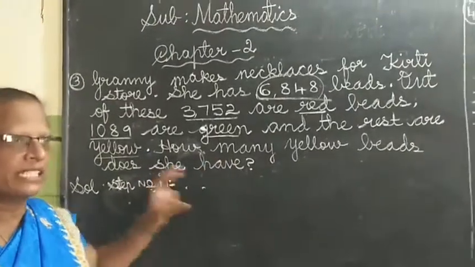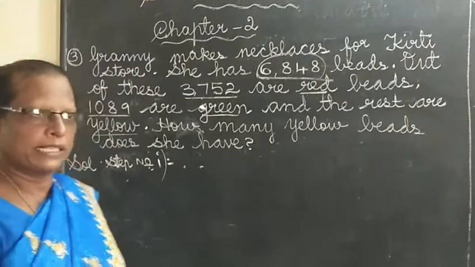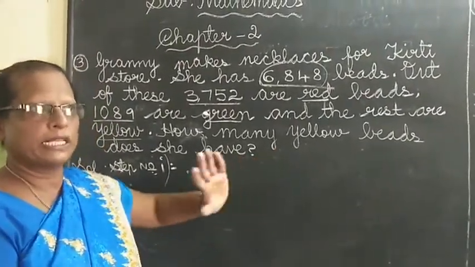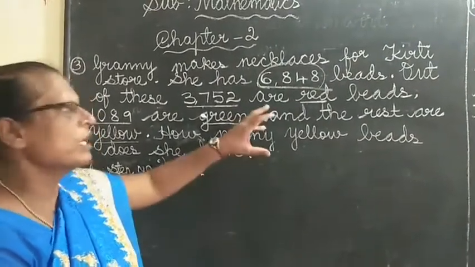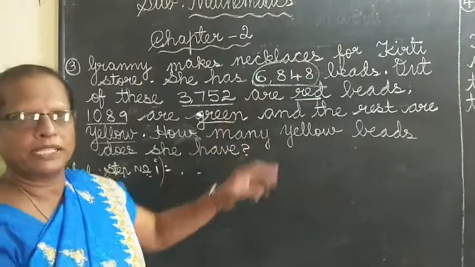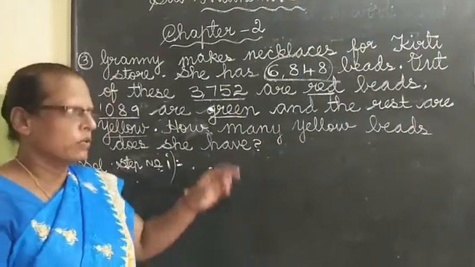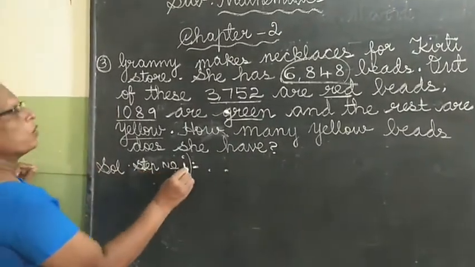Okay, children. First step, what we are going to do is we are going to add. There are different types of methods, but for your easy understanding, I am going to teach first addition, and then if you do subtraction we can find out how many yellow beads are there. Okay, children. So don't think in the book it's different. No need. It's the easy way, so I am teaching you. So step number 1.